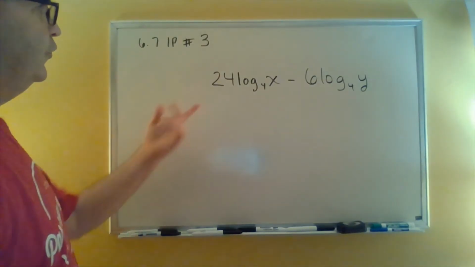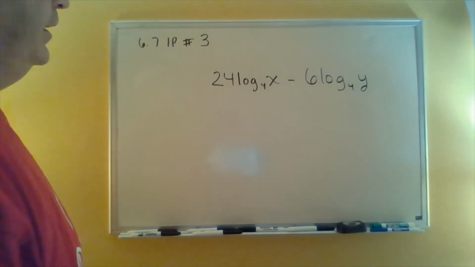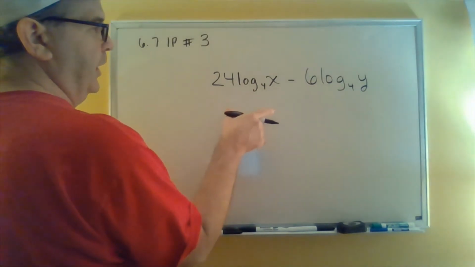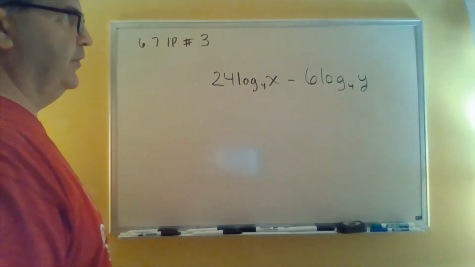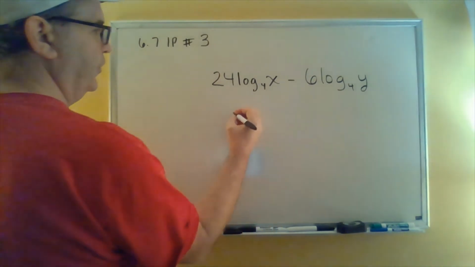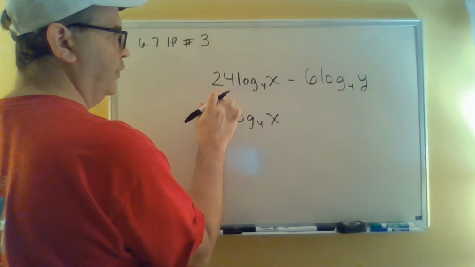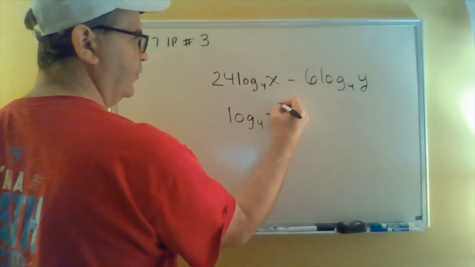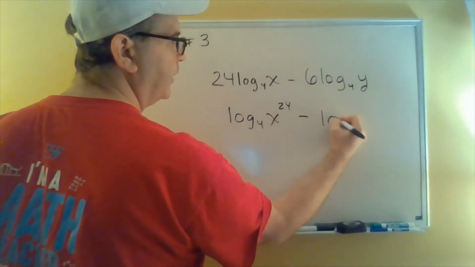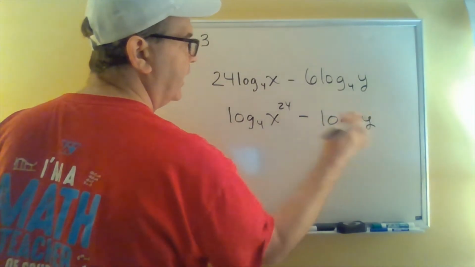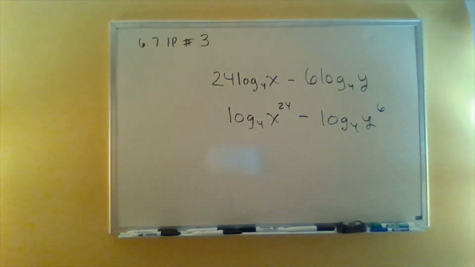On number 3, I have 24 log base 4 of x minus 6 log base 4 of y. So again, I'm going to be using the power property because I have these coefficients out front, and I'm going to be using the quotient property because of my subtraction sign in the middle. So I'm going to have log base 4 of x, moving this 24 from the coefficient spot to the exponent spot. And I'm going to subtract log base 4 of y, and I'm going to move that 6 from the coefficient spot into the exponent spot.